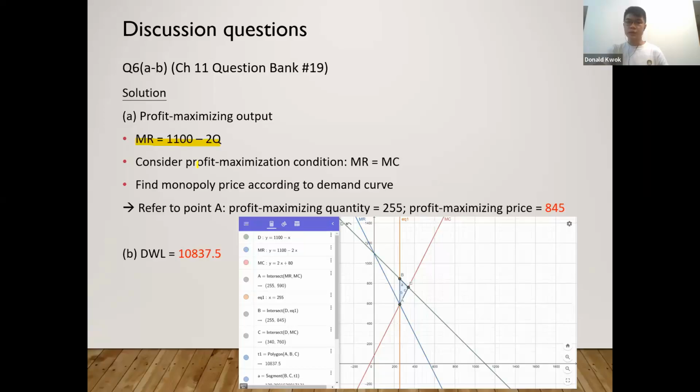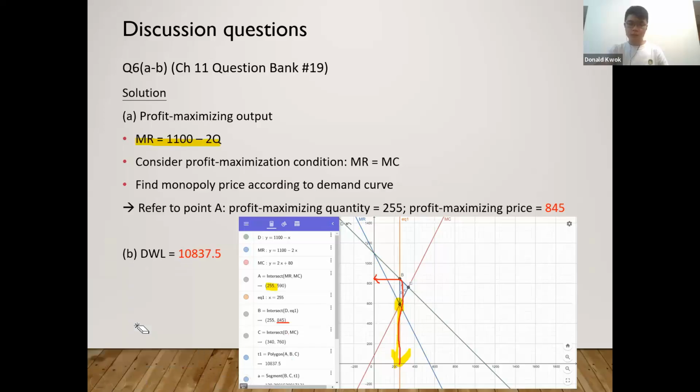Step 3 is to apply the profit maximization condition MR equals MC to find the profit maximizing output. If you put everything in GeoGebra, then marginal revenue equals marginal cost at this point A here. The corresponding quantity would be the output that you're looking for, 255. And then finally, step 4, to charge a monopoly price according to the demand curve at this output of 255. So point B will be giving us the information, profit maximizing price 845.